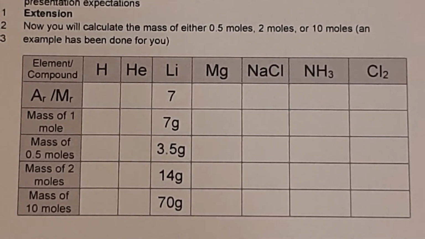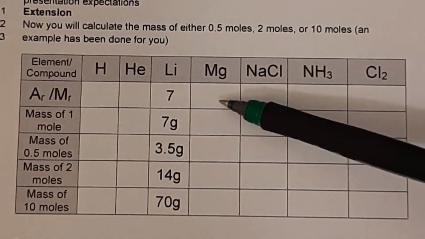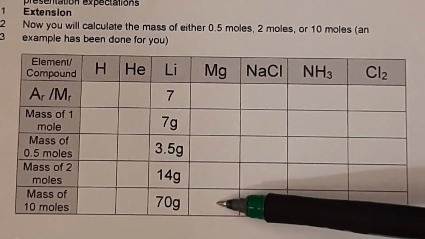Okay, so here we have an extension activity, but if you are a higher tier student, really you need to be able to do this. In fact, for a higher tier student, this is not an extension activity at all. This is really quite essential. So we're going to do an example. I'm going to do magnesium because I think that's a really good example.